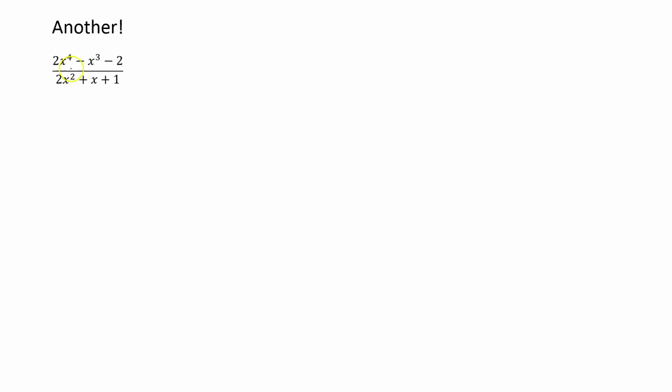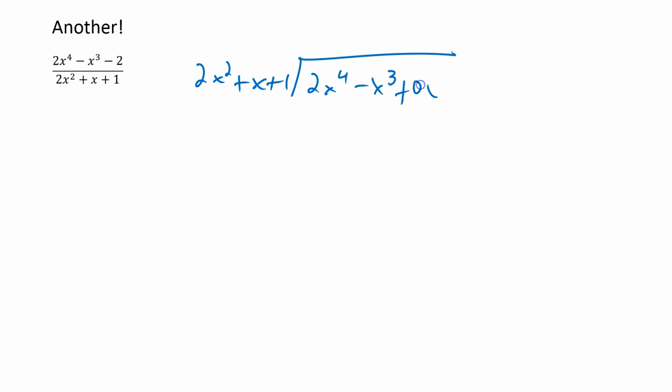There's another one. So we're putting, this time, a quadratic into a quartic. So we have 2x squared plus x plus 1 into 2x to the 4th minus x cubed. Now I'm going to add a plus 0x squared and a plus 0x in here, just to keep things organized, because now we're going to have a place to put our answer on the top.